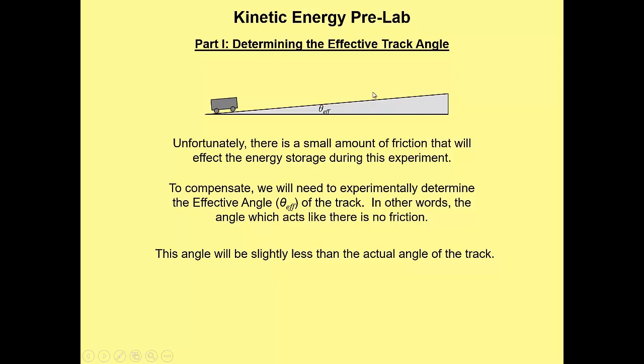So maybe if I set this at 6 degrees, our effective angle might be something like 4 or 5 degrees, right? A little bit less. It acts like the angle's smaller because friction is going to slow down the cart a bit, right? It will dissipate some of that energy that normally we would have stored as kinetic. So then the question becomes, well, how do we figure out then the effective angle?